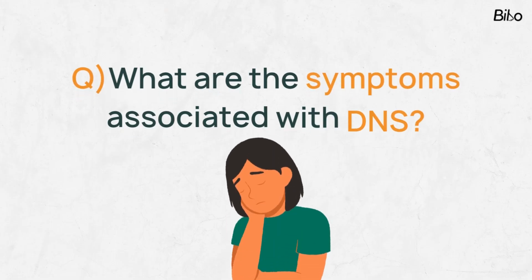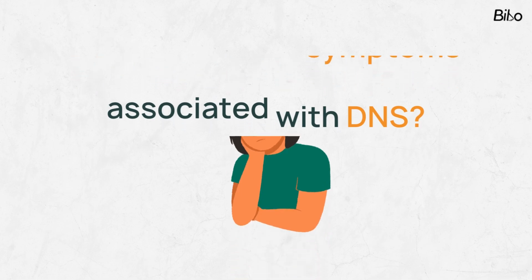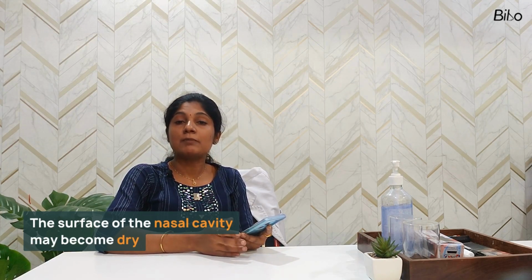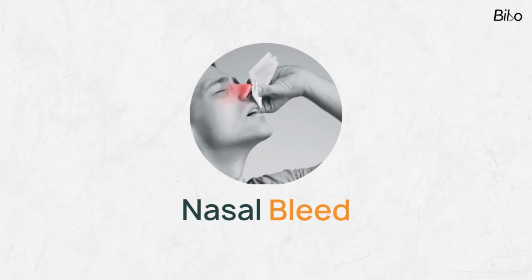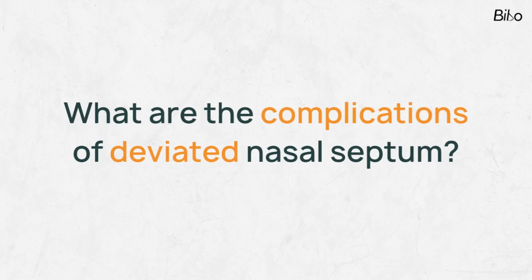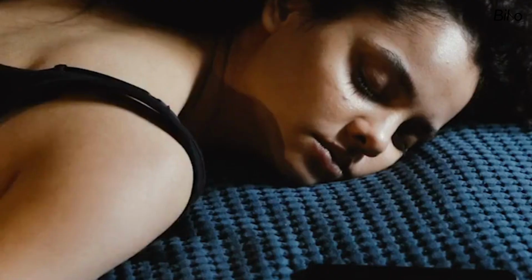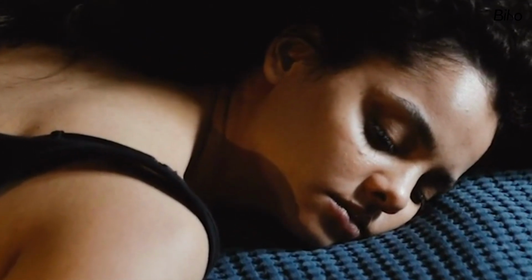Coming to the third question, what are the symptoms associated with deviated nasal septum? First and foremost, there will be nasal obstruction, and DNS is also one of the reasons for noisy breathing. The surface of the nasal septum will become more dry and it is more prone to nasal bleed. Now, what are the complications of deviated nasal septum? Since the nose is blocked, the person starts breathing through the mouth and there will be disturbed sleep because of this.